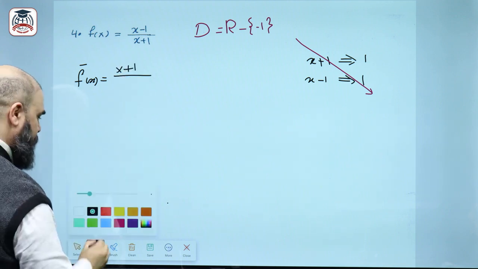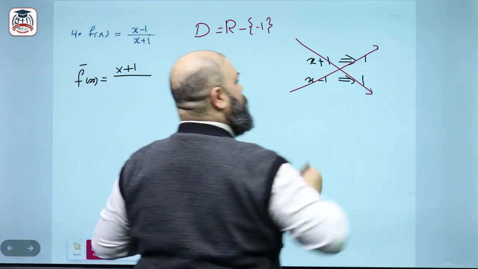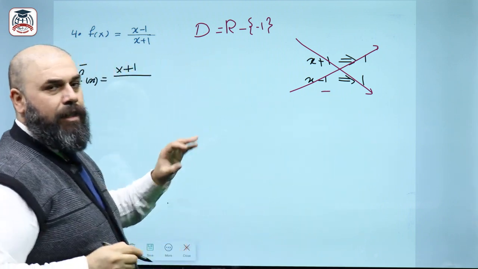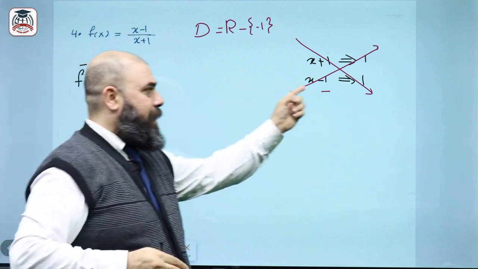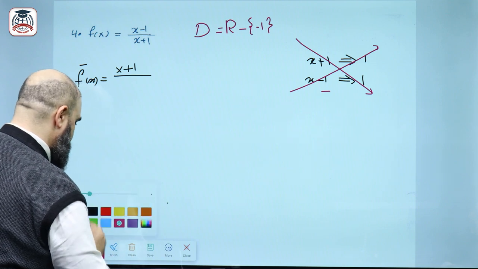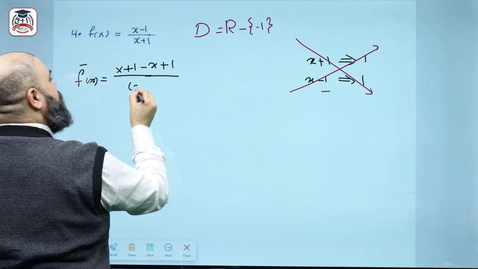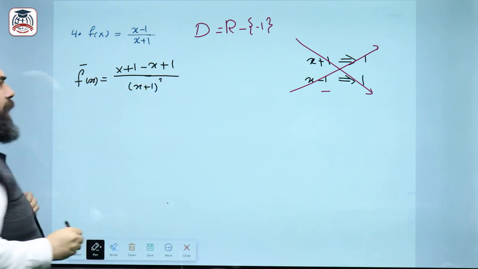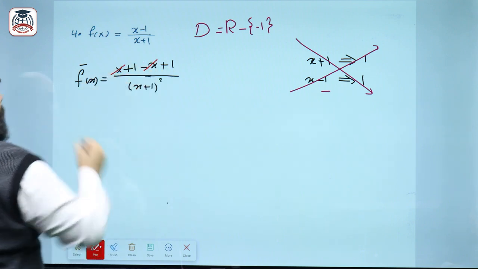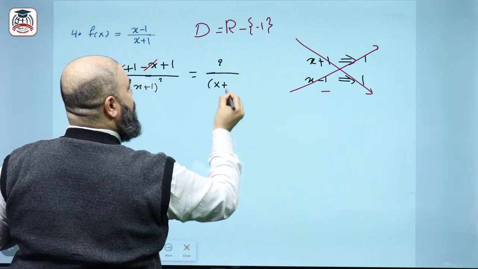And the second diagonal, x minus 1 times 1, is x minus 1, but you must take the converse of the sign, so it is negative: negative x plus 1 over the denominator squared. The denominator squared is x plus 1 squared. Removing negative x with x, we get 2 over x plus 1 squared.